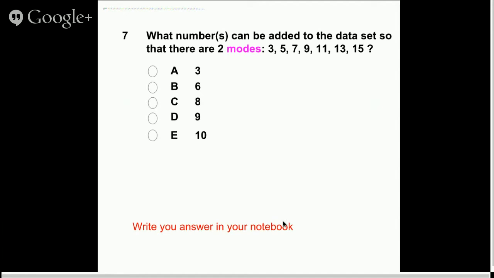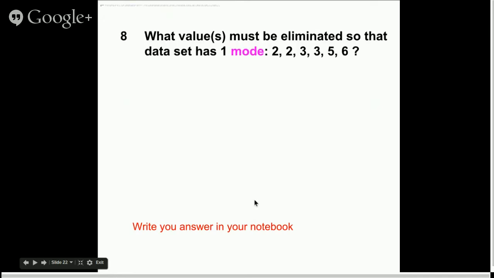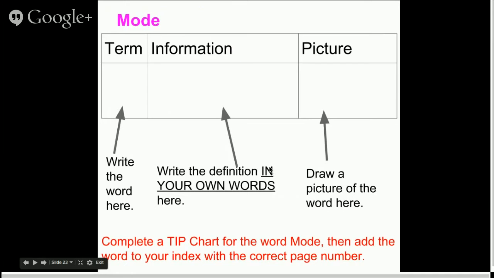What number or numbers can be added to the data set so there are 2 modes? Go ahead and pause it. Correct answer is 3 or 9. Well, 3 and 9. Gotta have 2 3s, 2 9s. Okay. Try this one. Go ahead and pause it. In this case, you can add a 2 or a 3. Doesn't matter, a 2 or a 3. Okay. Make a tip chart for the word mode.